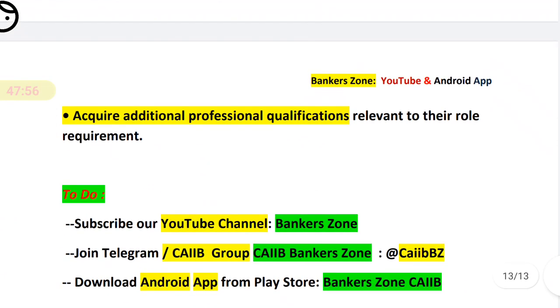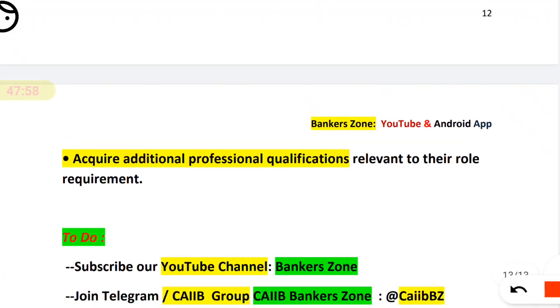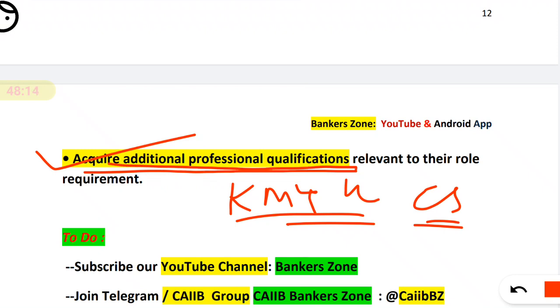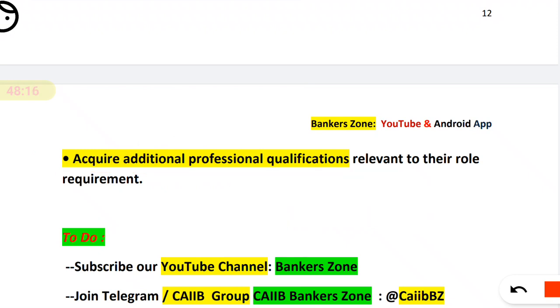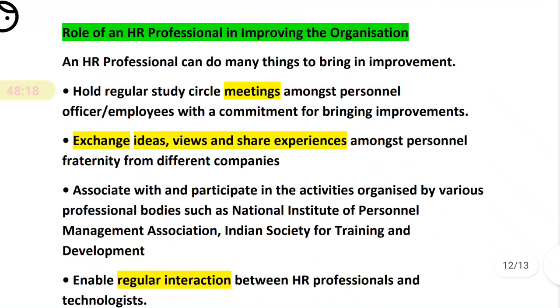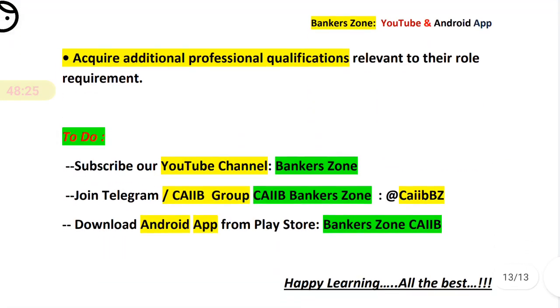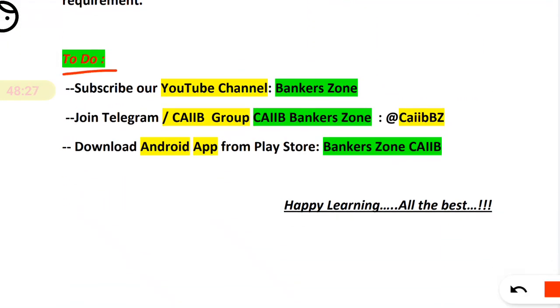And we can say acquiring additional professional qualification is also a role of HR. For example, we can do AML KYC certification, the customer service certification by the IIBF, and different certifications. So additional qualification should be acquired. In this way, HR plays a role which improves the organization. So these are the basic theory part. Here we have done the discussion about the theory part.